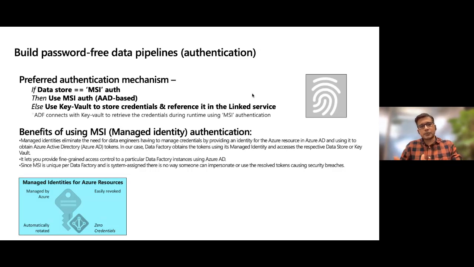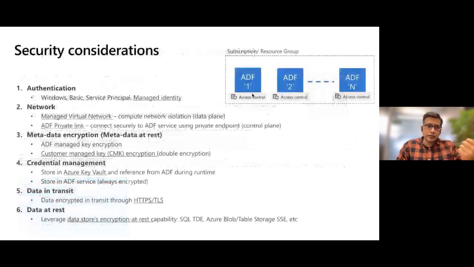And for data stores which do not support it, you can still have this capability by putting the credentials in Key Vault and then getting those credentials during the runtime through the ADF pipelines. So that was the first one. We talked about authentication. Coming back to the slide, we talked about authentication. Let's move to the network again.